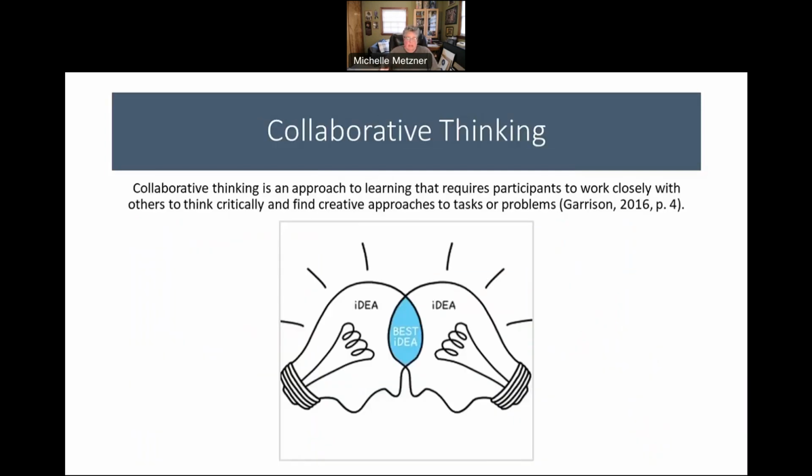So, what exactly is collaborative thinking? Well, collaborative thinking is an approach to learning that requires participants to work closely with others, to think critically, and find creative approaches to tasks or problems. In collaborative thinking, participants must interact openly with their group members in order to share ideas and insights. Group members should be supportive of each other and create a safe space in which to share ideas.